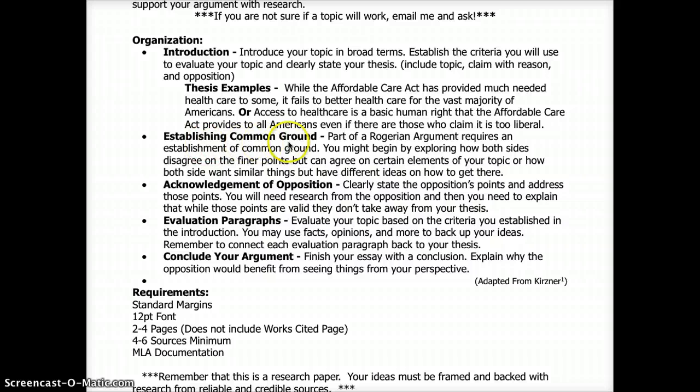The next paragraph should establish common ground. So part of a Rogerian argument is that you actually acknowledge that there are things that we have in common. So whether you're on the side that says the Affordable Care Act is a bad thing or you're on the side that says the Affordable Care Act is a good thing, there are things that both parties can agree on. And that's what you establish here, is that we do have common ground. Depending on what your topic is, you're looking for those things that both sides can agree on.